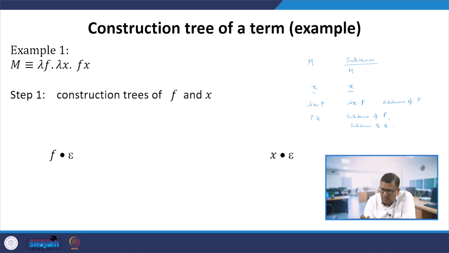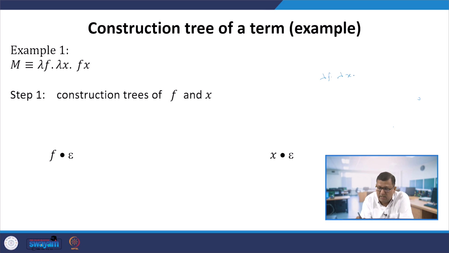So if we see this carefully, we have lambda f, lambda x, fx. So this is one subterm. Another subterm is lambda x dot fx, because it contains this. Now this contains fx, so this is another subterm. Now fx has again application pq, so f and x. Nothing else will be a subterm.